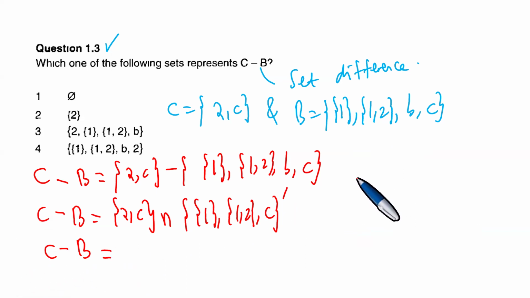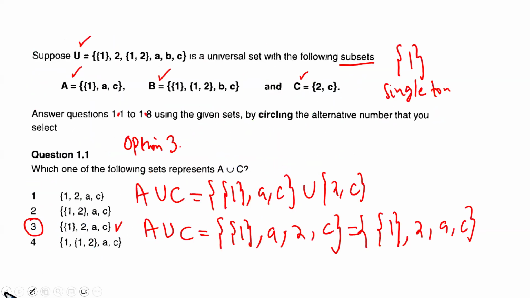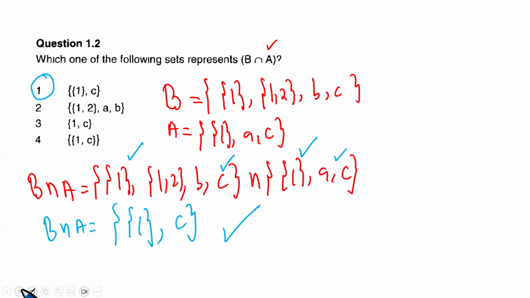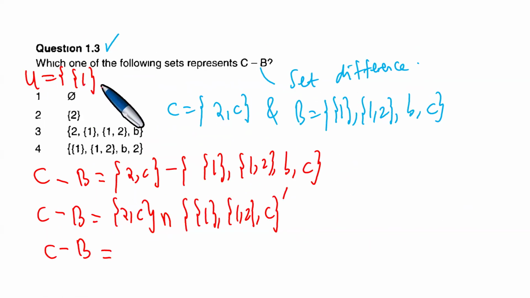Okay. C minus B, therefore, can be seen now. If we're looking at the complement of the set, we have to remember the universal set. What is the universal set? The universal set contains 1. How do we know? We know the universal set contains 1, 2, 1, 2, A, B, and C. We list those.